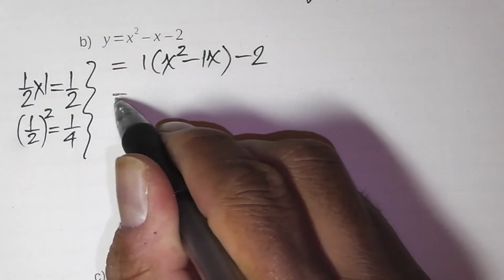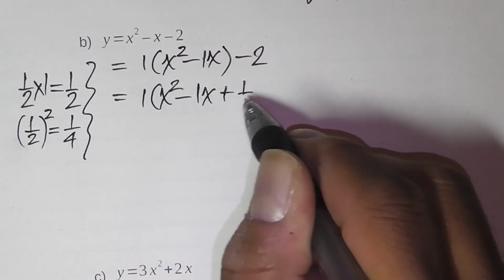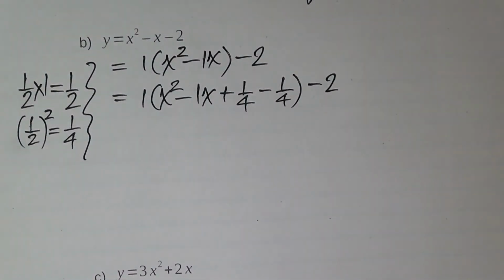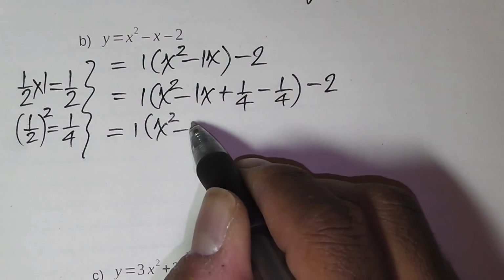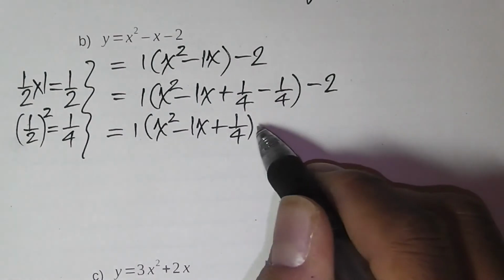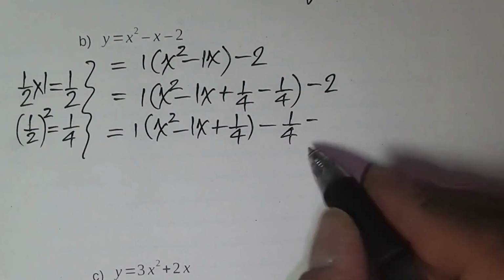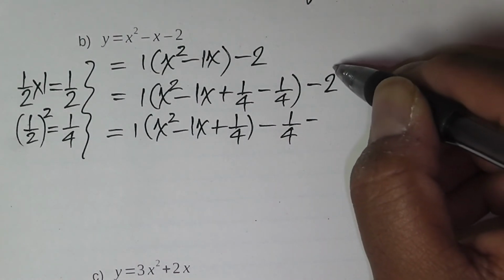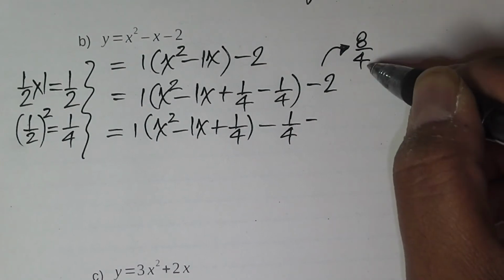So this looks like 1 brackets x squared minus 1x plus 1 over 4 minus 1 over 4, close brackets, minus 2. x squared minus 1x plus 1 over 4, close brackets, positive times negative, negative 1 times 1 over 4, 1 over 4, minus, now you see this 2, it's actually 2 over 1, but instead of 2 over 1, I'm going to write it as 8 over 4, because 8 over 4 is the same as 2 over 1.